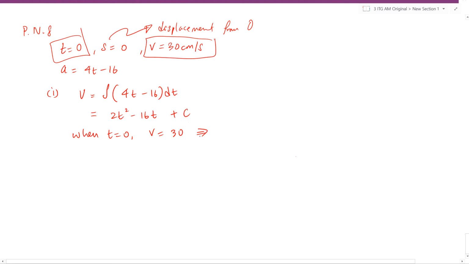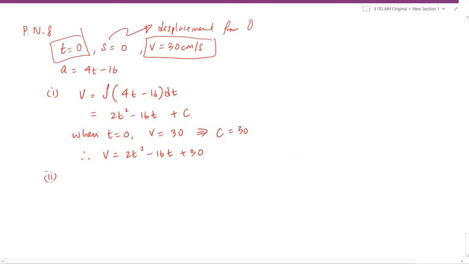You don't really need to do any working for this. You can tell straight away that c must be equal to 30. And now we have an accurate expression for velocity. Okay, without any ambiguity. Confirm, it's going to look like this. I know the velocity for all different times. Part 1 done. Part 2.